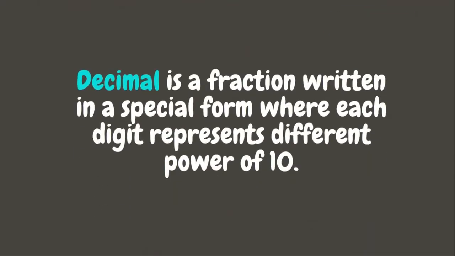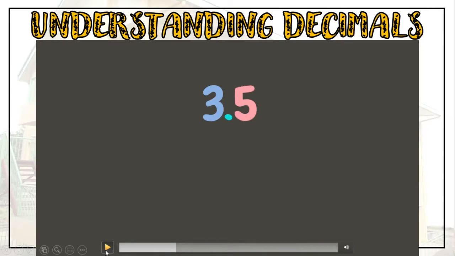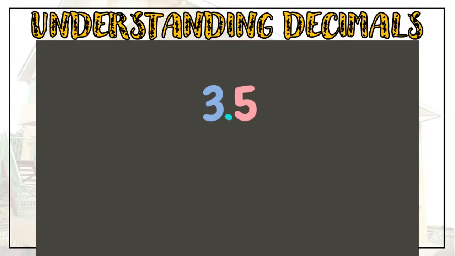Decimal is a fraction written in a special form where each digit represents different power of 10. Let's have an example. 3.5. Fractions. Okay, stop tayo dun muna ha. Sinabi niya fractions but she talked about decimals. Okay, correction. This is an example of a decimal, not a fraction.